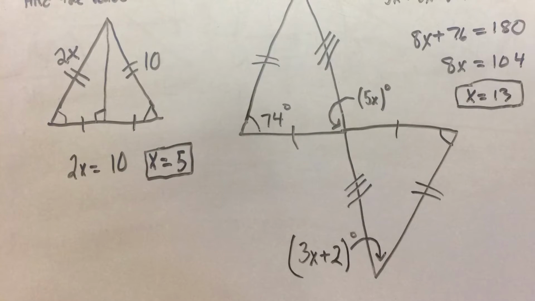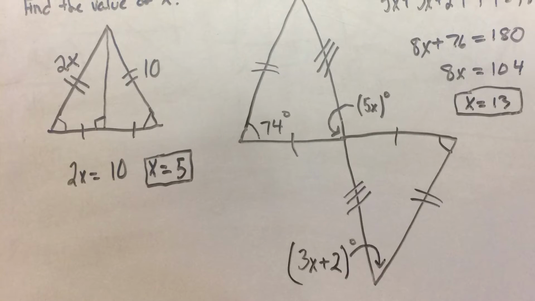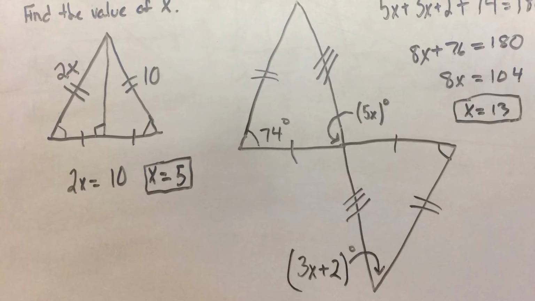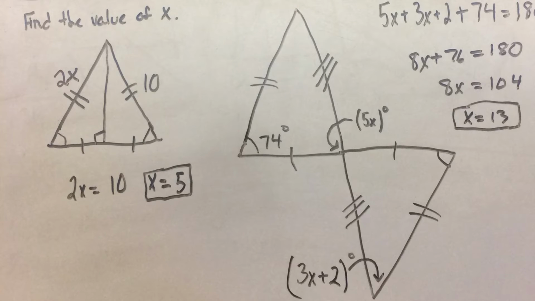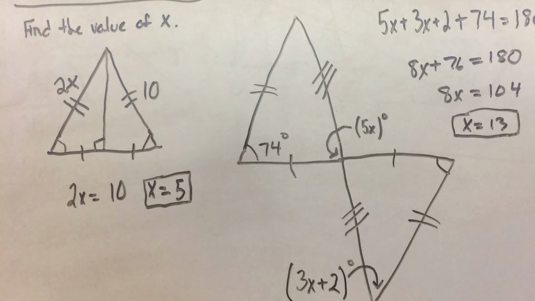Here we have two tricky problems. The first problem deals with congruent sides. We learned how to solve this method. Since we need to find x and both sides are congruent, we can just make both sides equal to each other and solve for x, which is 5.